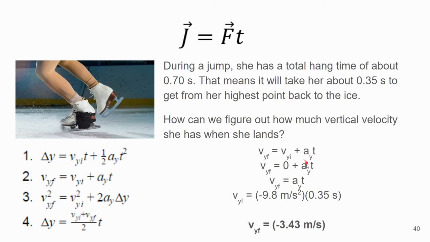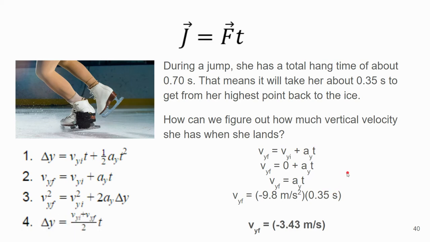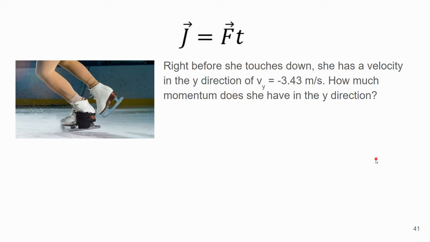We know that a sub y is equal to little g, and we know what t is because I Googled it. So you plug in all the numbers, and you end up with V sub y final, that is to say her velocity right before she touches down on the ice, is going to be minus 3.43 meters per second. So about 7 miles per hour downward.